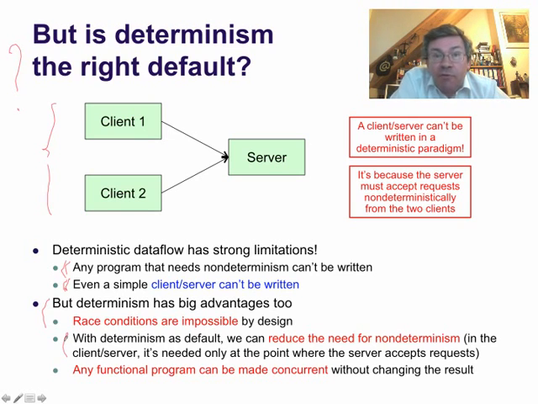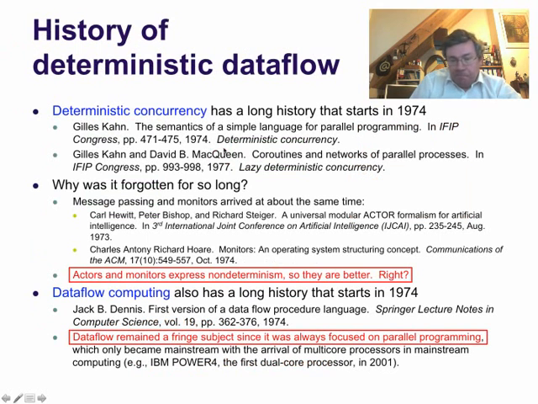In the client server, you only need non-determinism in exactly one place, at the point where the server accepts requests, right here. And because deterministic data flow is so nice, any functional program can be made concurrent without changing the results. So development remains simple. There's only, in most programs, a very small number of places where you really need non-determinism. So in my view, that's the way to go.